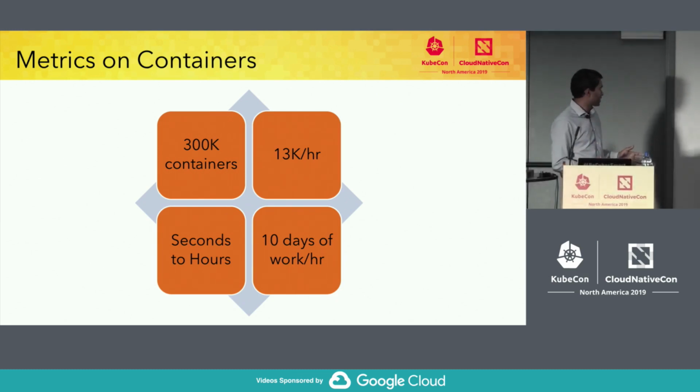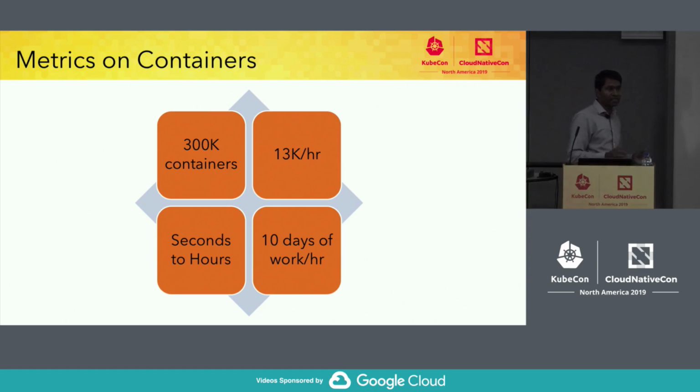So we are a containerized platform, we run that many containers, so how do we protect those containers? For that, we have two requirements, right?